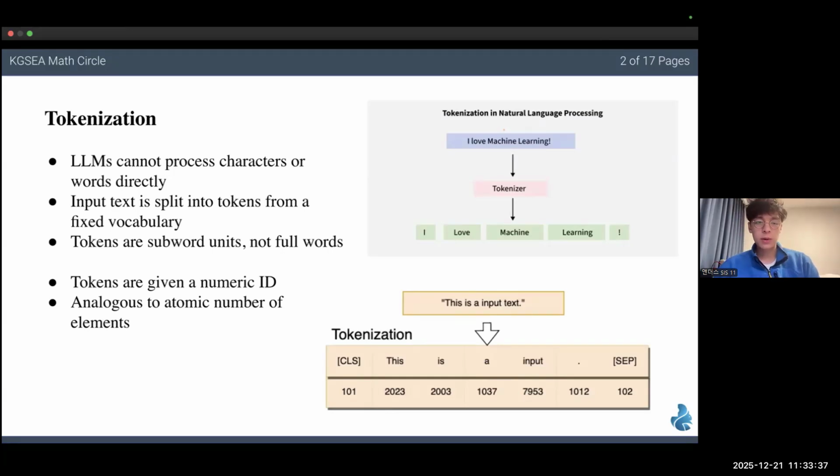It's important to note that tokens don't always have to be full words. More often than not, they're subword units. For example, the contraction "don't" might be tokenized as "do" plus "apostrophe NT". The tokens are given these numeric IDs, and you can think of that as analogous to the atomic number of elements. For example, hydrogen has atomic number 1. And this token, in this tokenization scheme, has an ID of 2023.